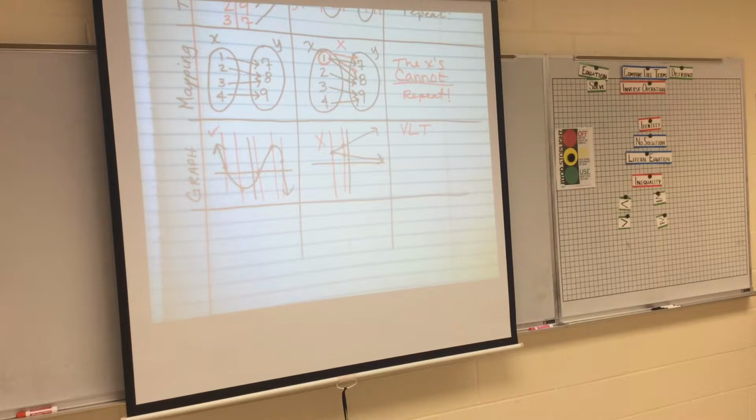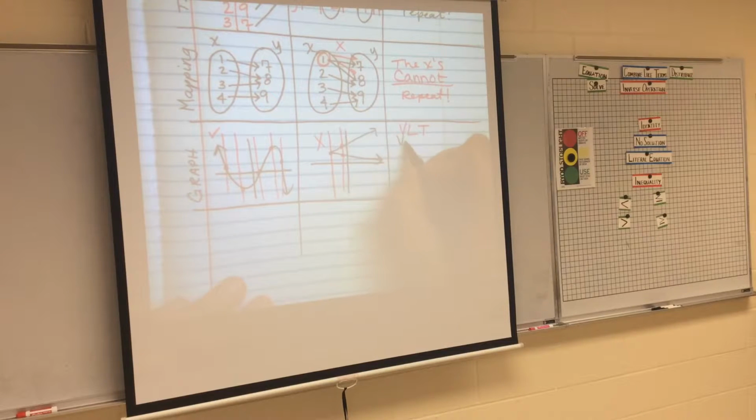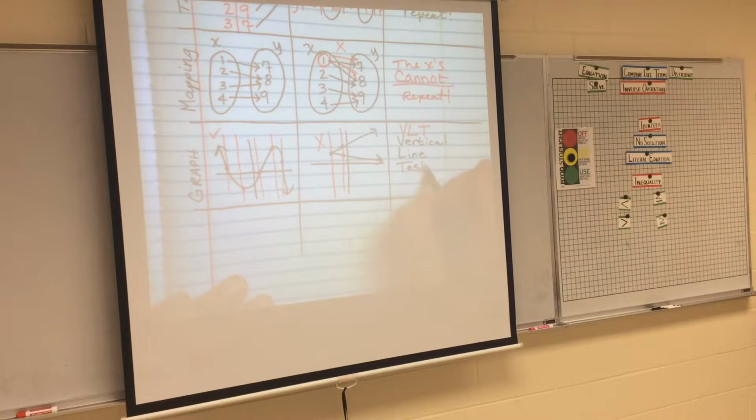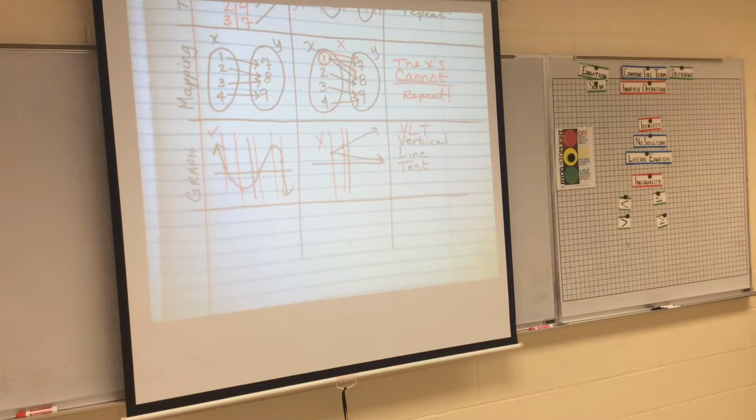So this is the vertical line test, or VLT. You remember that now? I'm going to write it out. Vertical line test. The VLT, not to be confused with a BLT. I know, right? All right, so we've got our vertical line test.